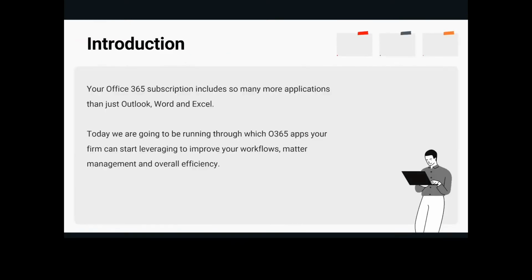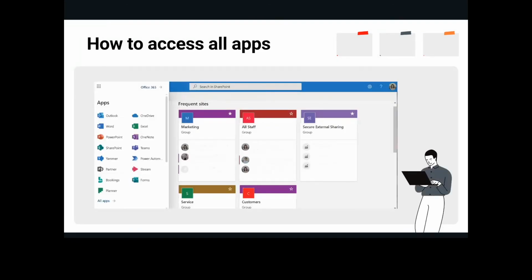So just as a quick introduction, your Office 365 subscription includes a lot more applications than just the ones you probably use day to day. So the Outlook, Word and Excel. We're just going to run through some of the other stuff that we can use. There's a whole bunch of stuff in there, but we're just going to run through the highest value ones, or what we think the highest value ones are, in that application stack that will help you operate your firm more efficiently. So the first thing that we're going to do is have a look at how we access all of the apps.